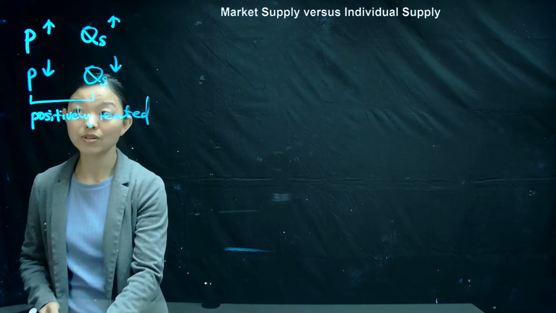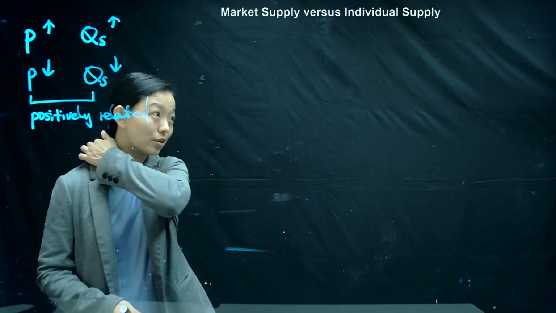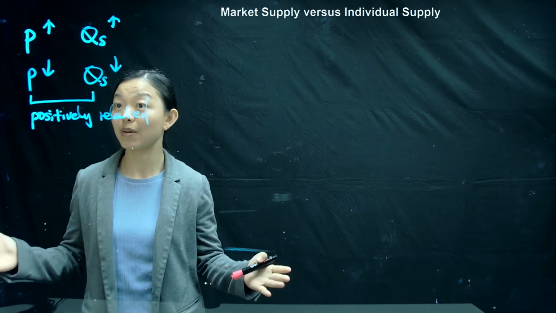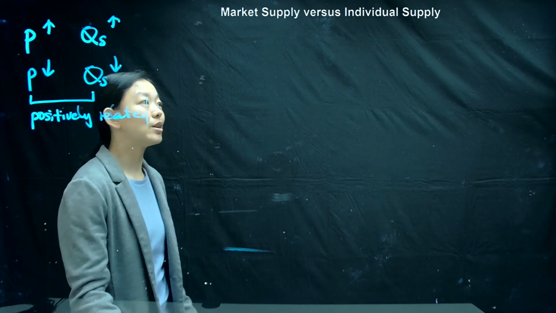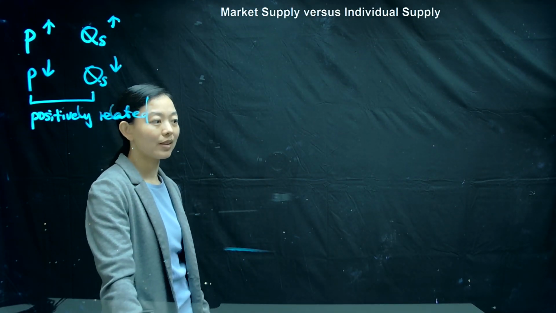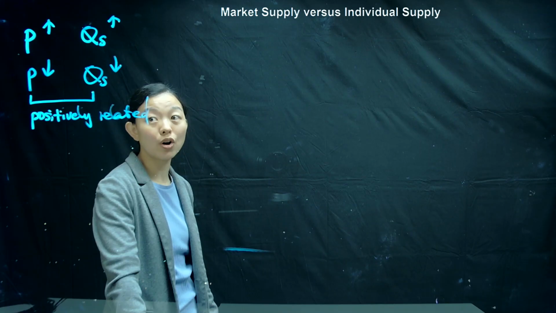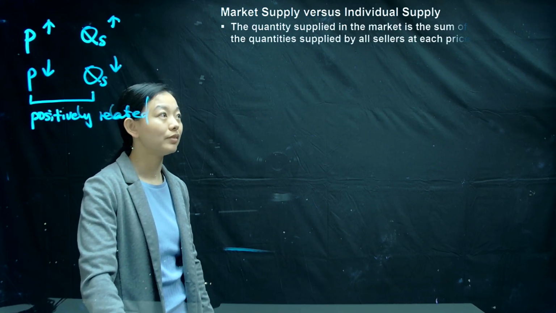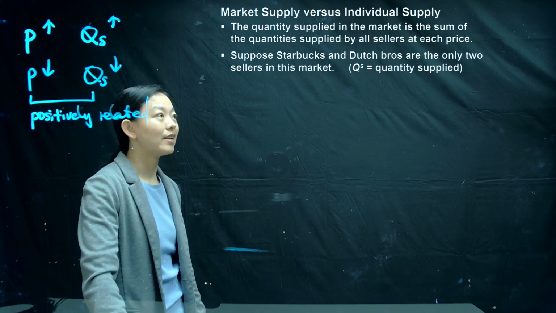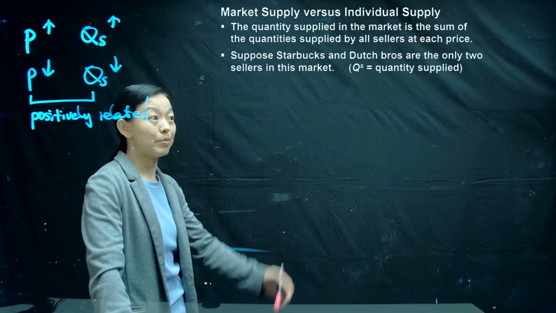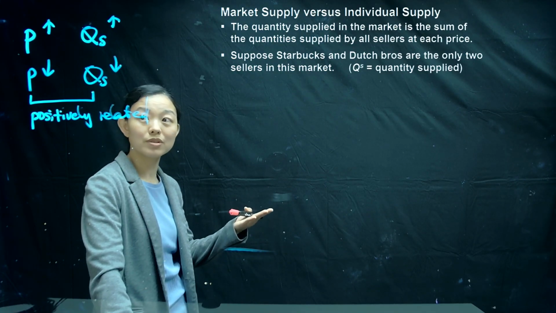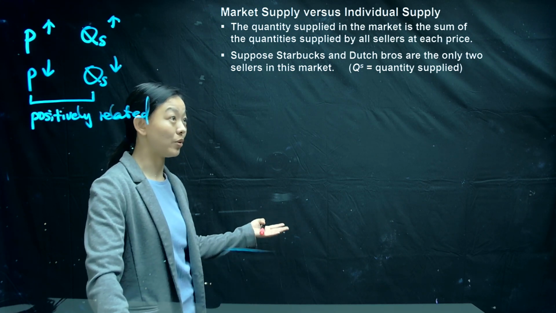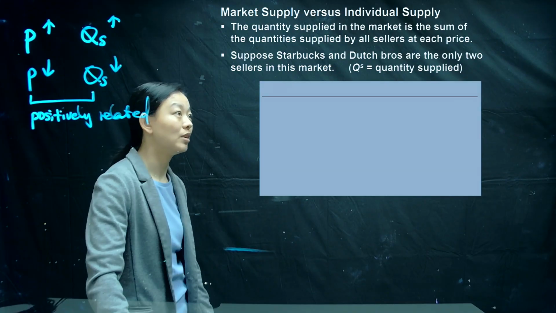And then let's move on to talk about market supply. For this part, I will go a little bit faster because we already spent time talking about the demand side. So the market supply is just the summation of all the individual supplies at each price. And here we can see the example. We assume now there are two sellers of lattes in the market, Starbucks and Dutch Bros. Okay, only these two sellers.